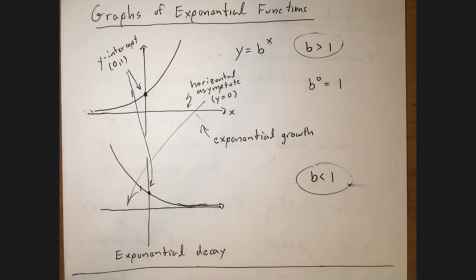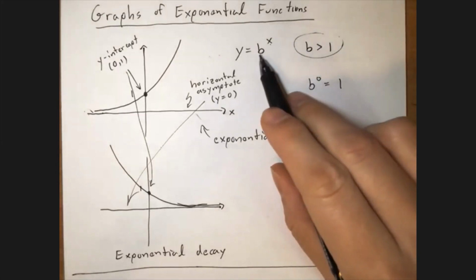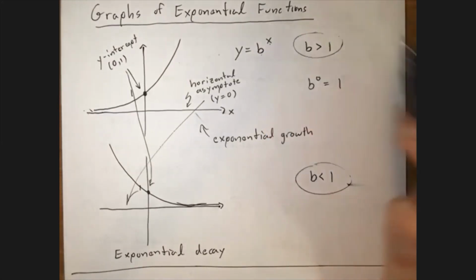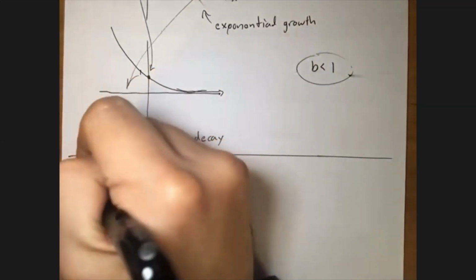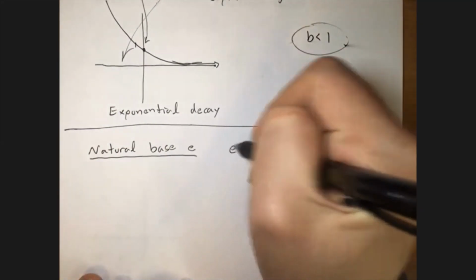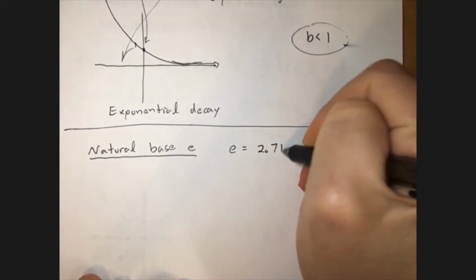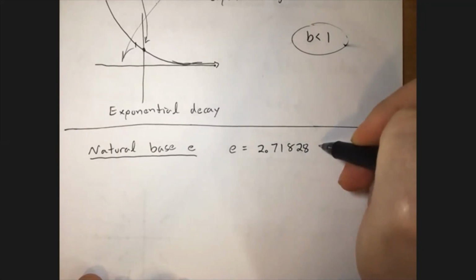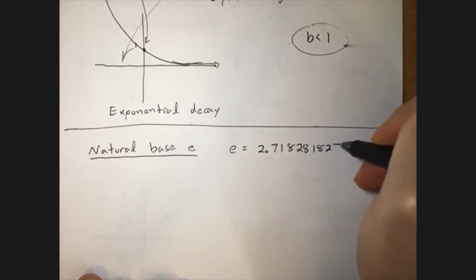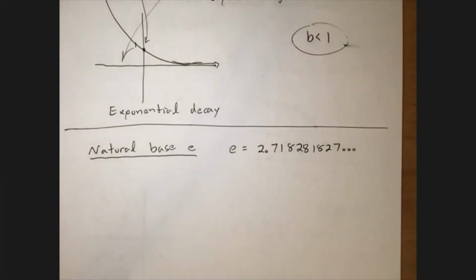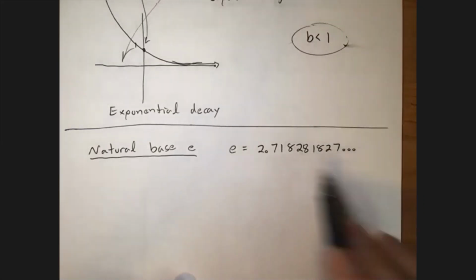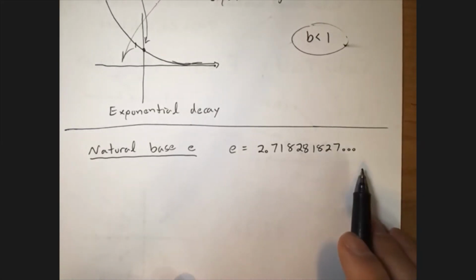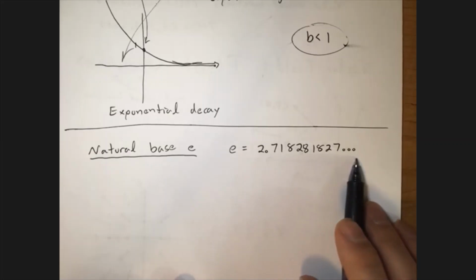There's one special type of exponential function that comes when we use a very special number for b. And that number, we call it the number e. And it's called the natural base. e is the number 2.718281827... It keeps going forever. There's no pattern to these digits. It's like pi, 3.14159, and so on. There's no pattern to those digits. It's an irrational number, but this decimal expansion goes on and on forever.